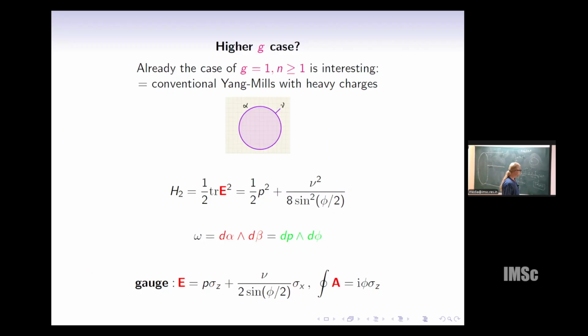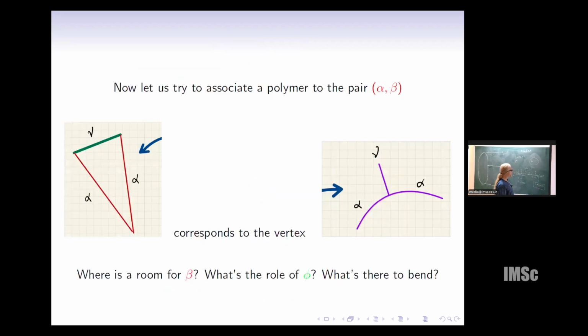But I can also go to another gauge, the gauge where the electric field is diagonal, and so its eigenvalue will be equal to alpha. Then this whole thing will be just one half alpha squared. And there will be a conjugate variable to alpha, which I call beta, which is the angle variable. So this is action and angle variables. And now the question is, what is the geometry of this?